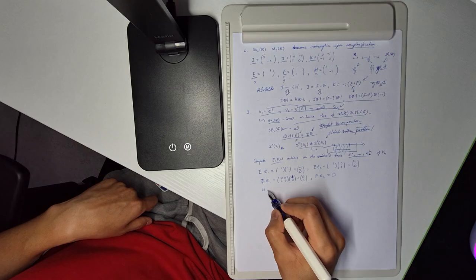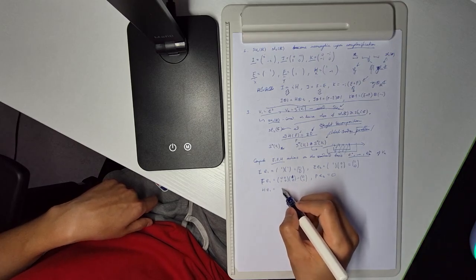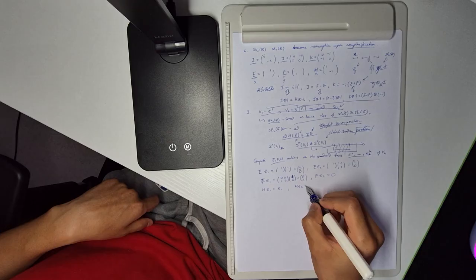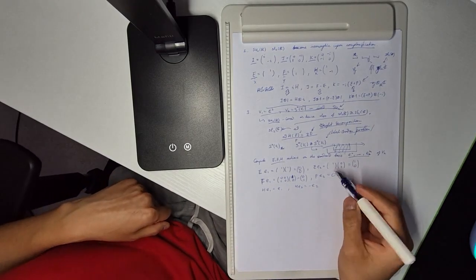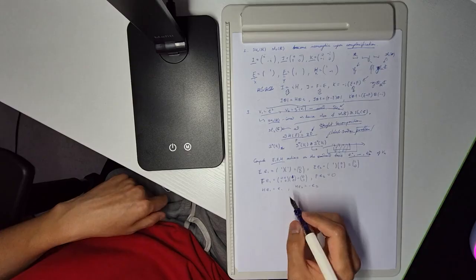Then I need to compute HE, which I expect to be just e1. H e2 is probably minus e2. I hope everything is correct.